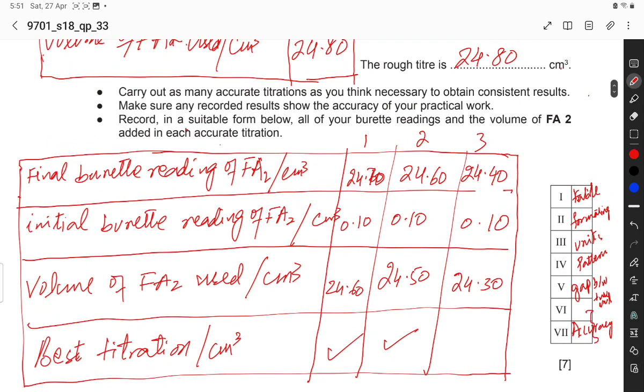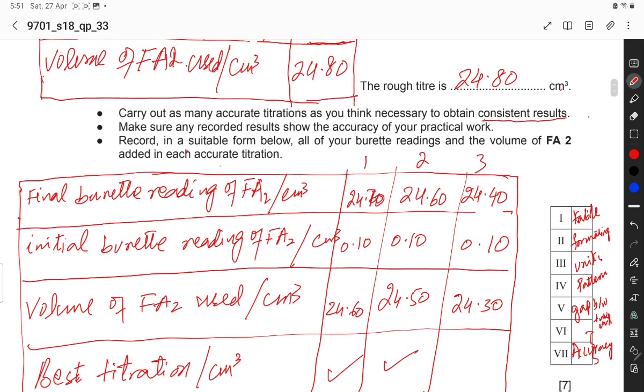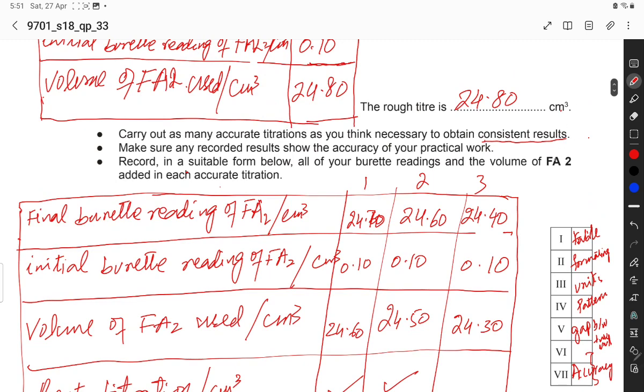Now carry out as many accurate titrations as you think necessary to obtain consistent results. What do you mean by consistent results? Consistent results mean that your reading difference is minimum. The reading difference should be 0.10 to 0.20. So you should follow this pattern, that your reading difference should be between 0.10 and 0.20, not more than that.